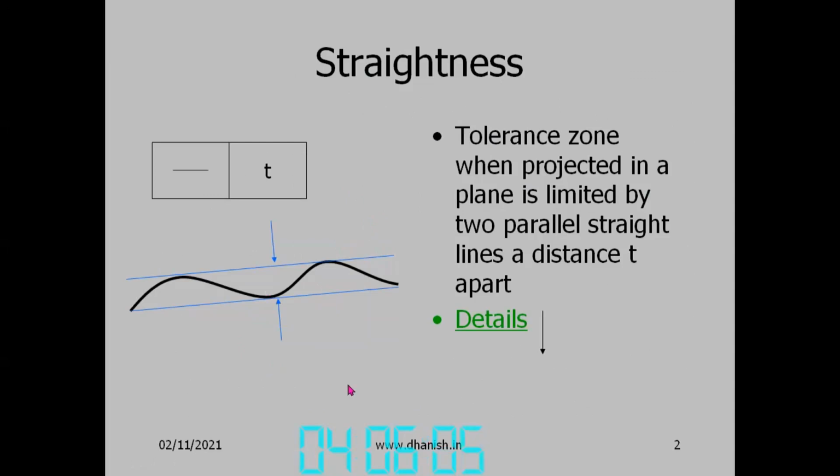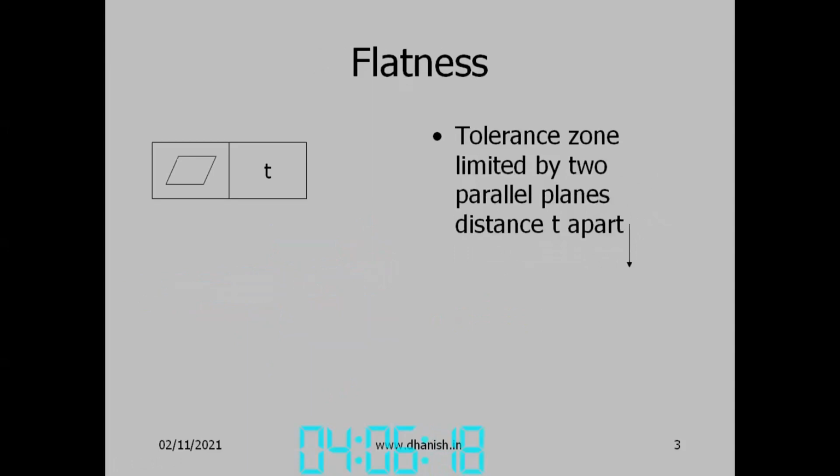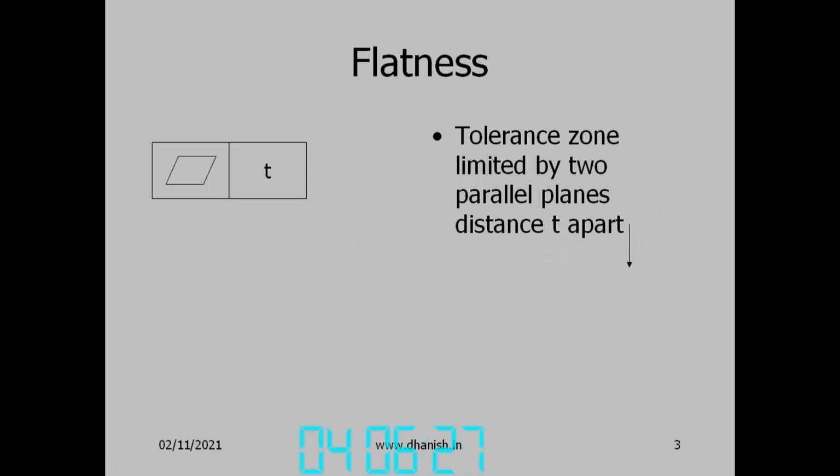So the first tolerance is straightness. Next we come to flatness. You should know all the symbols: what is the symbol for straightness, what is the symbol for flatness, etc. For flatness, the tolerance zone is limited by two parallel planes, a distance T apart. Okay, so it is exactly like straightness, except that there are two parallel planes.